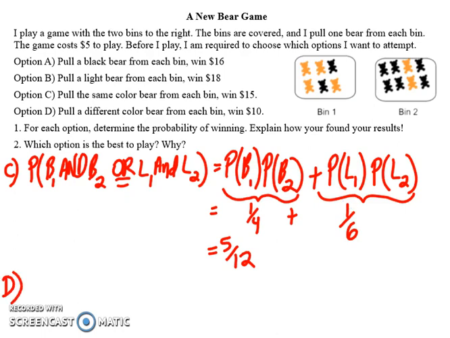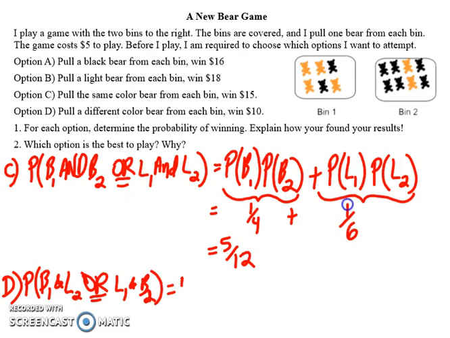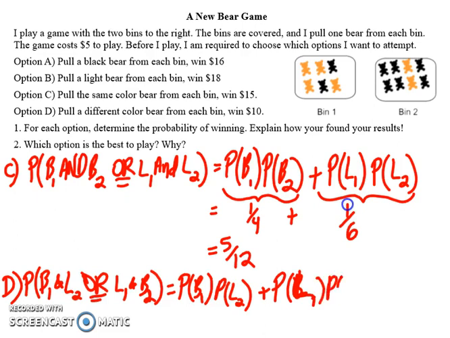All right, so that leaves me with one last option to figure out, which is D. It says pull a different color bear from each bin. So that would be the probability that I get a black on the first and a light on the second, or a light on the first and a black on the second. So if I think about that, that's the probability of black times the probability of light, plus the probability of a light on the first, that's the probability of a black on the second.